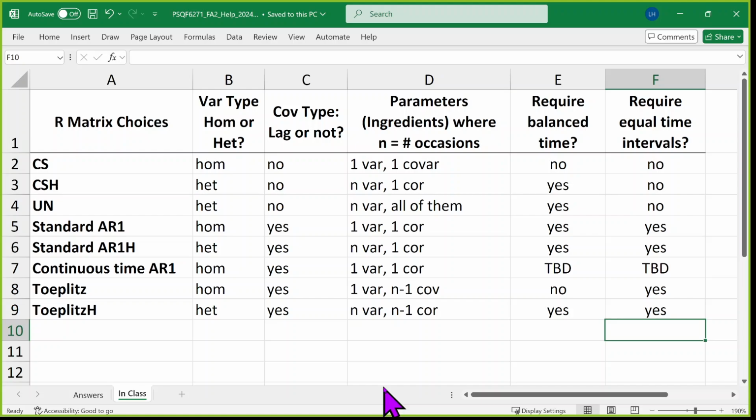Question, why do CS and CSH not require equal intervals? They're not lagged, but they're like a more strict version of Toeplitz. Yes, I can answer that question.